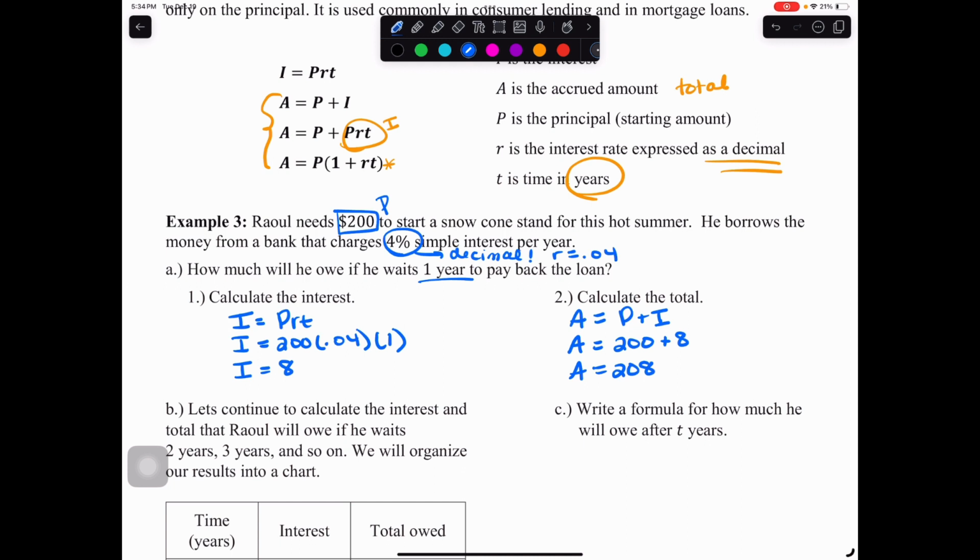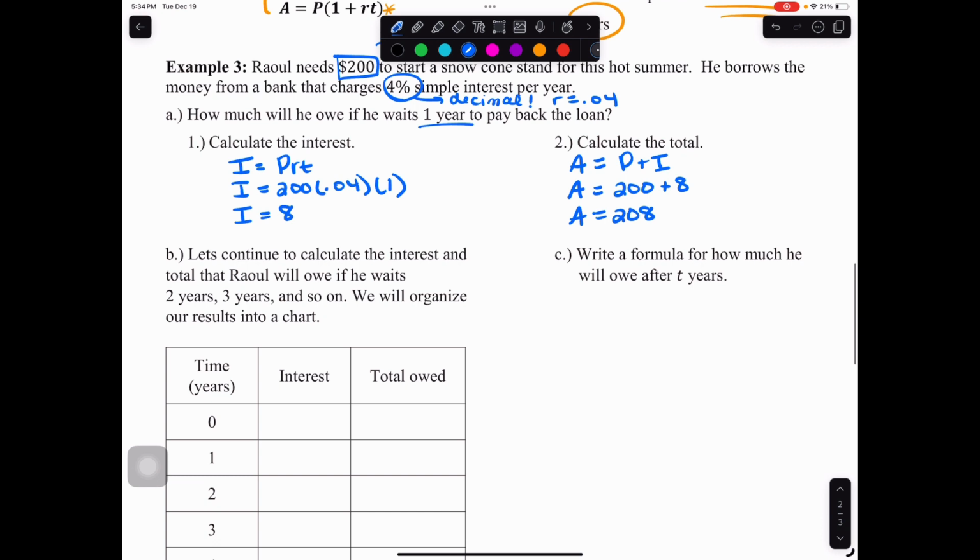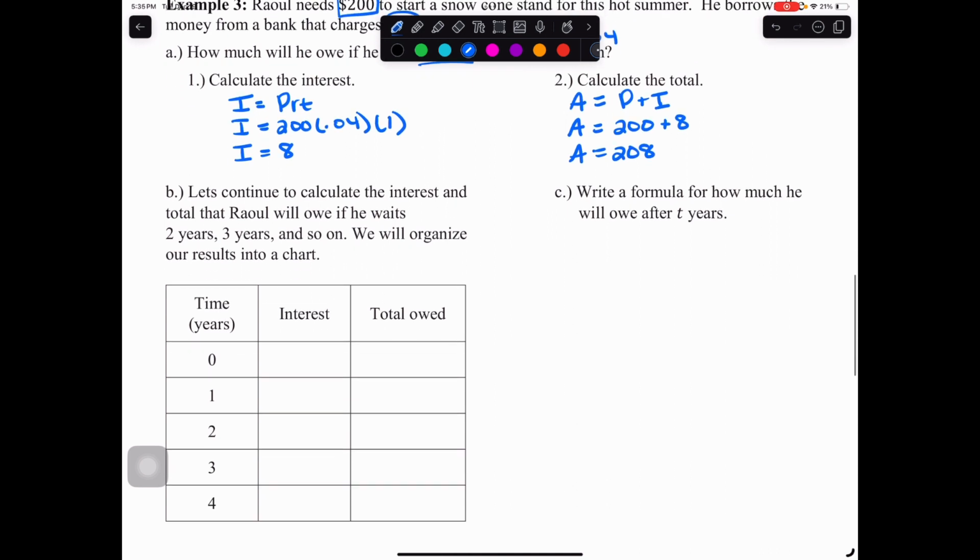Okay? In B, it says let's continue to calculate the interest and total that Raul would owe if he waits 2 years, 3 years, and so on. First of all, let's think about 0. No time has gone by. That's the same as what you borrowed. So that would be 0 interest and you borrowed $200. The first year, the interest was 8 and the total owed was 208. We already did that one.